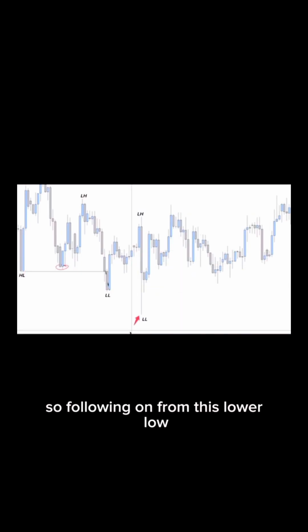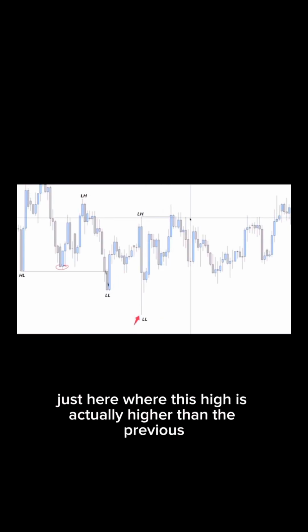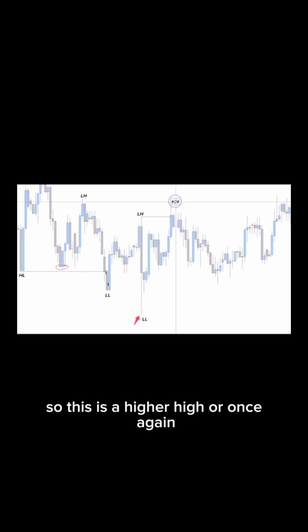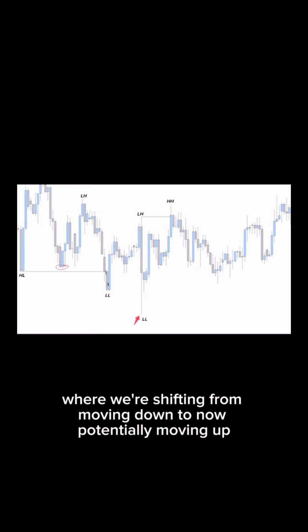So following from this lower low, what we actually see from the market is a push to the upside. Just here, where this high is actually higher than the previous. So this is a higher high, or once again, a kind of transformation point for the market, where we are shifting from moving down to now potentially moving up.